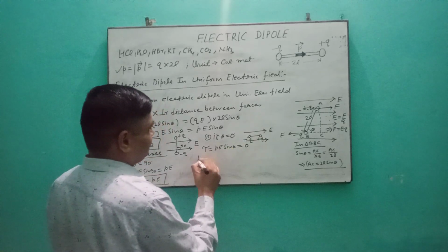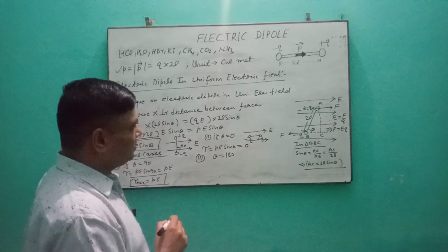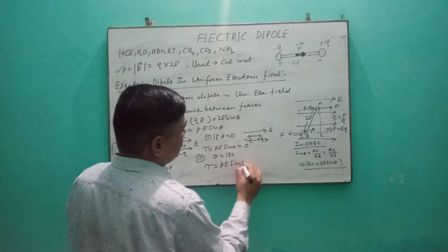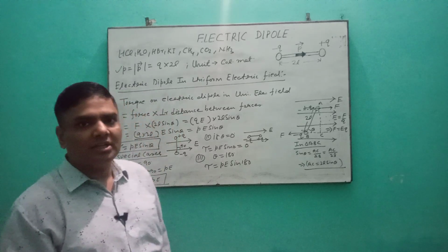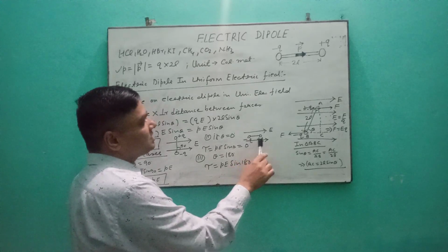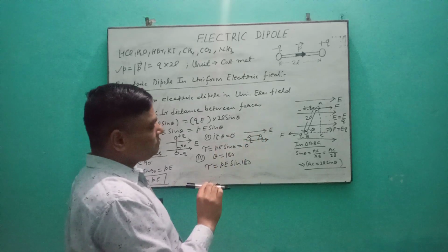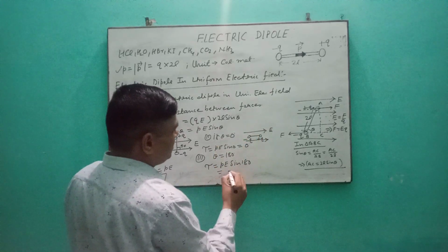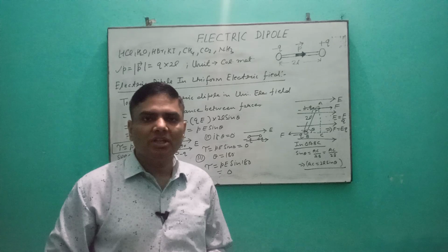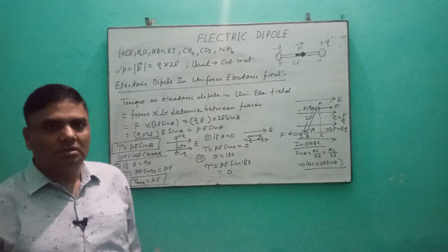In the third case, if theta is equal to 180 degrees, then torque tau is equal to P into E into sine 180. This means our electric dipole is placed in the opposite direction to the electric field, that is, this charge will be plus q and this charge will be minus q, and the direction of electric field E will remain the same. Then this will be 0. So in this case torque on the electric dipole remains 0.